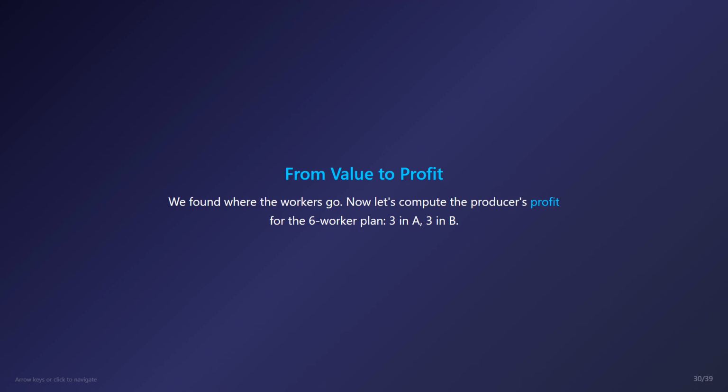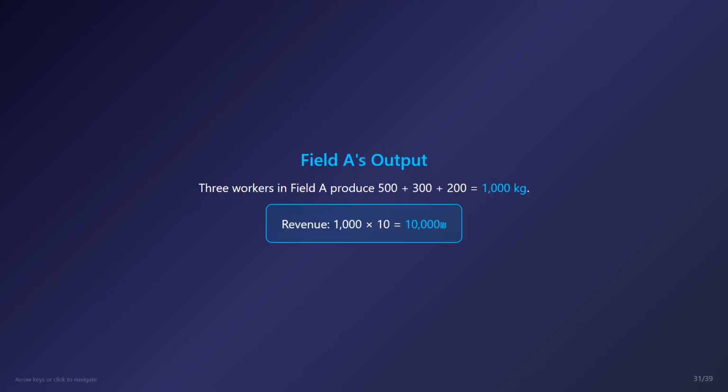We've found where the workers should go. Now let's turn that allocation into a profit figure using the 6-worker plan. 3 workers in field A and 3 in field B. Start with field A. 3 workers there produce 500 plus 300 plus 200, which is 1,000 kilos of wheat. At 10 shekels a kilo, that brings in revenue of 10,000 shekels. Now field B. Its 3 workers produce 100 plus 50 plus 30, which is 180 kilos. At 10 shekels a kilo, that's revenue of 1,800 shekels.